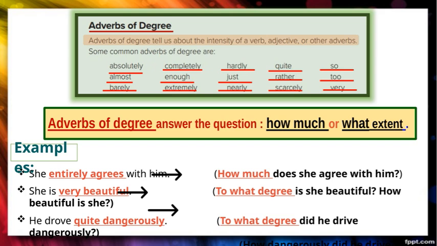The key point to remember is that adverbs of degree answer the questions, how much or to what extent? They help us specify the level or intensity of an action or quality, adding precision to our descriptions. And as we see in these examples, understanding these adverbs enhances our ability to communicate exactly how much or how intensely something happens or exists.